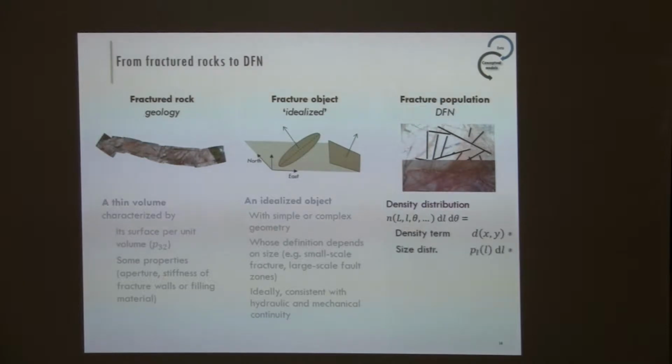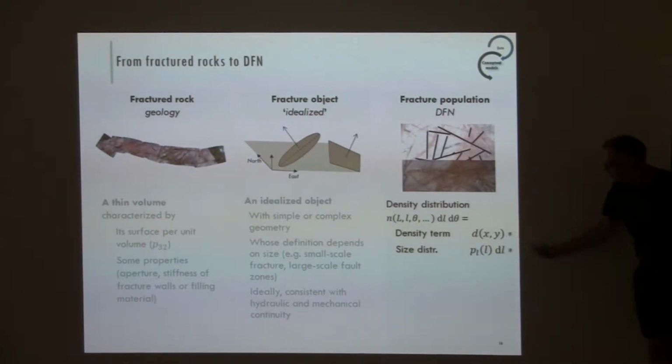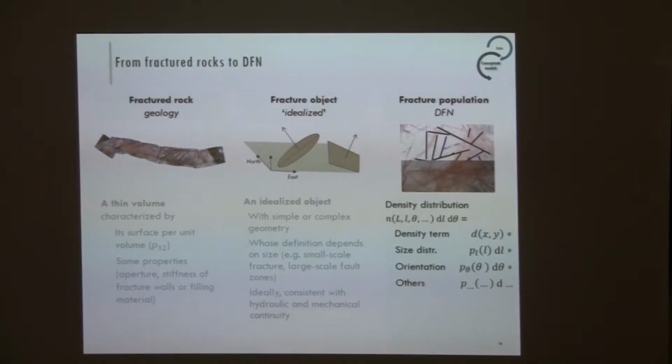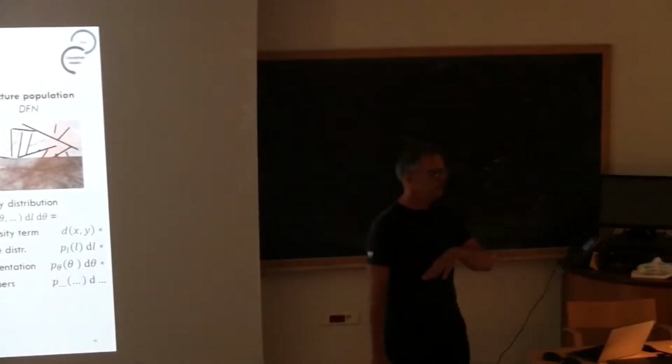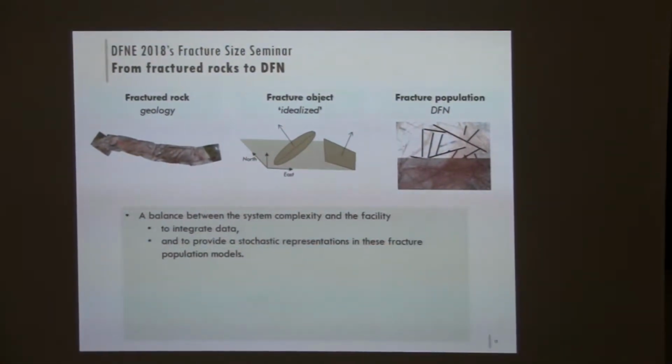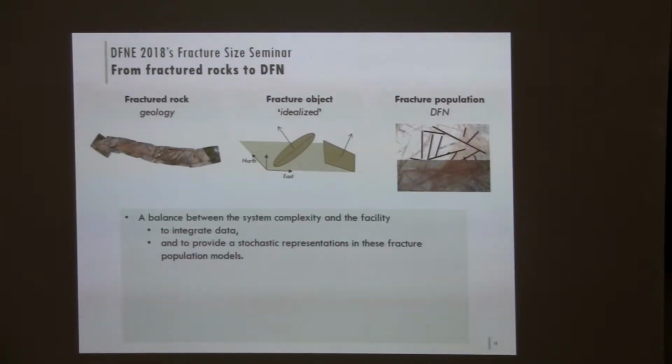Okay, fracture populations, there are different terms. You have density terms, you have the size distribution, and we insist on this parameter. You have orientation, and you have other distributions that you can put in: transmissivity, aperture, stiffness, whatever. Okay, so DFN, as a modeling strategy, is a balance between system complexity and the facility to integrate data and to provide a stochastic distribution as a population of objects.